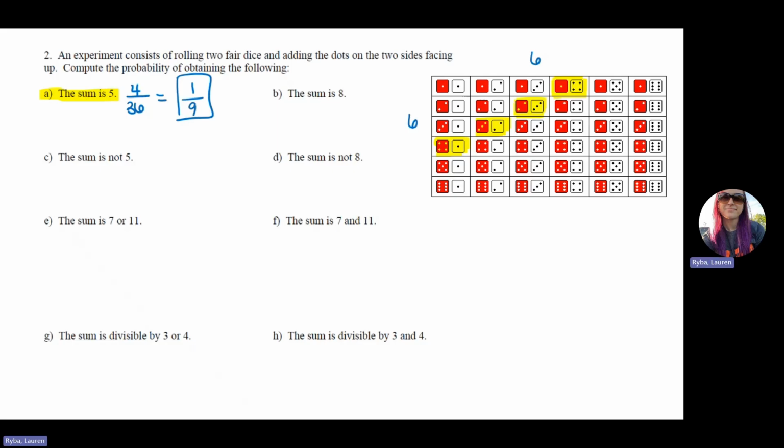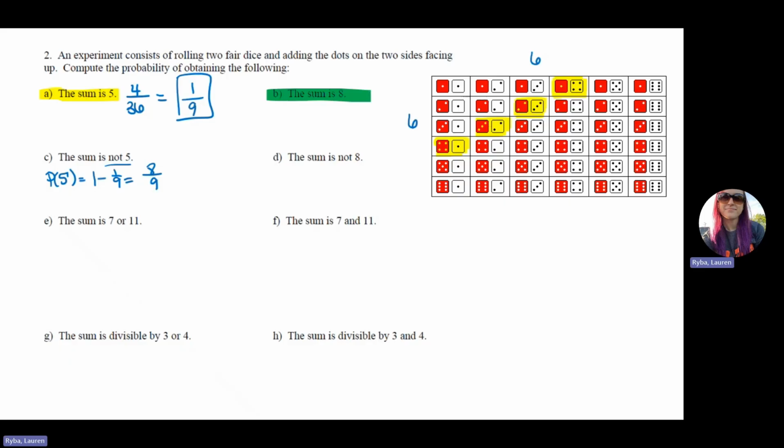I'm going to do C next just because it pairs with what we just found. It says the sum is not 5, meaning I want the complement. So P of 5 not means I'm going to take what's left. 1 minus 1/9. If 1/9 of the values are a sum of 5, the remaining 8/9 are not a sum of 5. Next one, the sum is 8.